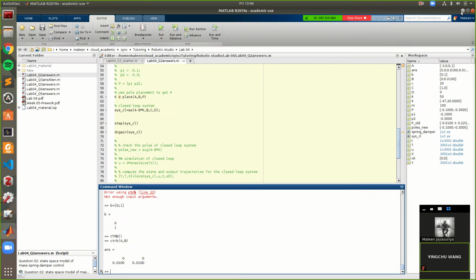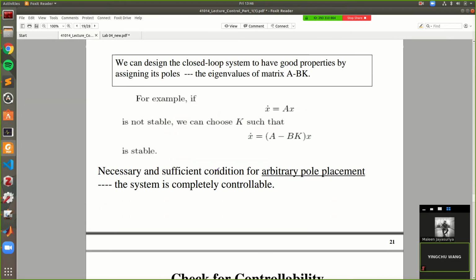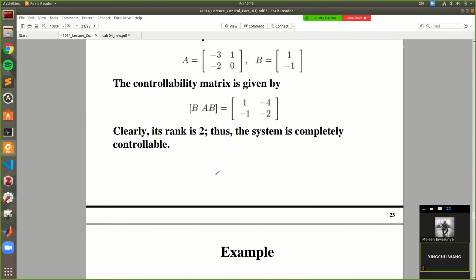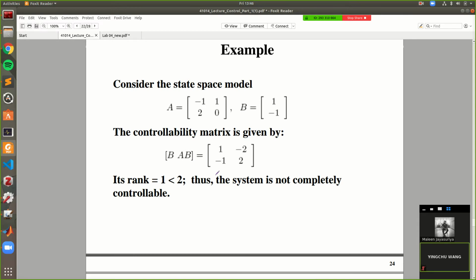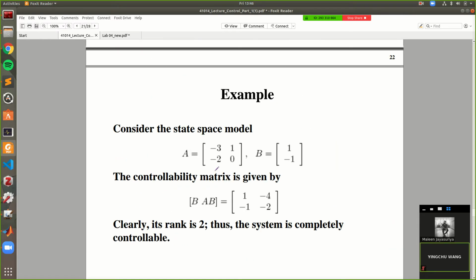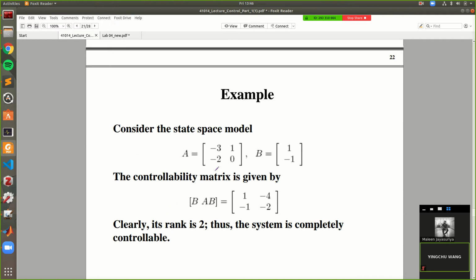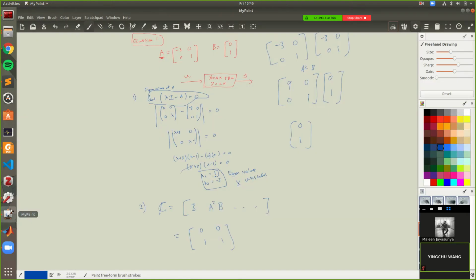Okay, I need to make a small change to this question. The question I gave you has a matrix that is not controllable. It's a small problem, sorry about that. Actually, we can still do it. This system is actually uncontrollable.